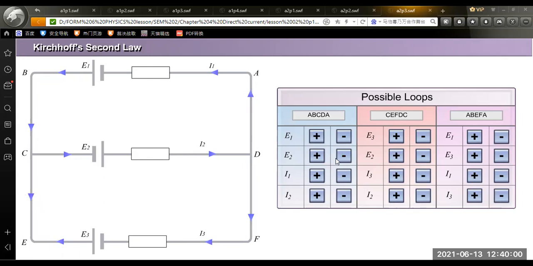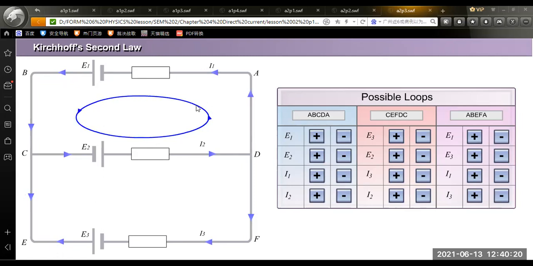So now we assume the possible loop A, B, C, D, A. Okay. Now, is the current in this direction positive or negative?